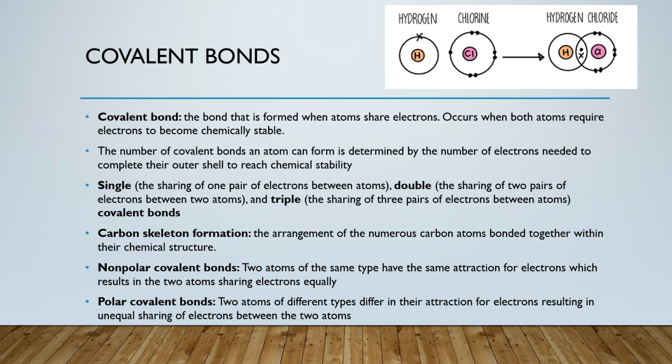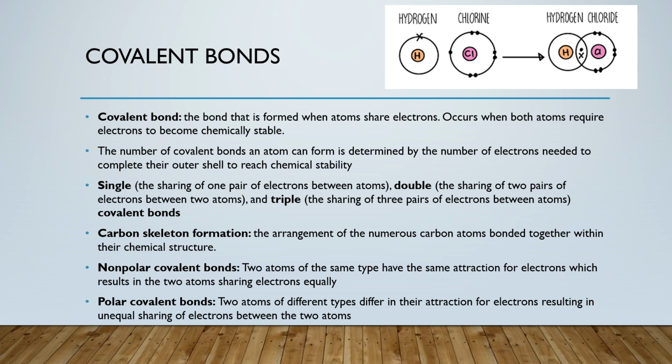Later in this chapter, we will see examples of molecules that have numerous carbon atoms bonded together within their chemical structure. The arrangement of the carbon atoms is referred to as the molecule's carbon skeleton. It forms the backbone of many organic molecules. Three common carbon skeleton arrangements are straight chain, branched chain, and ring.